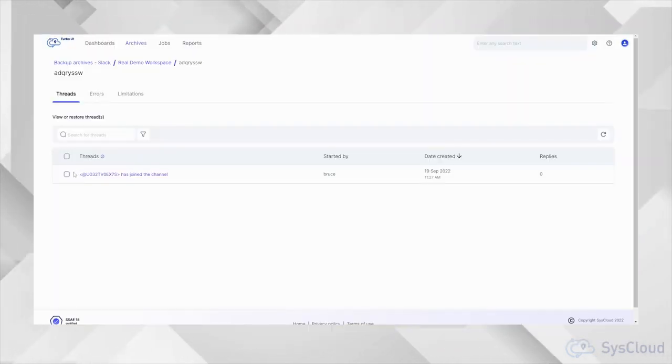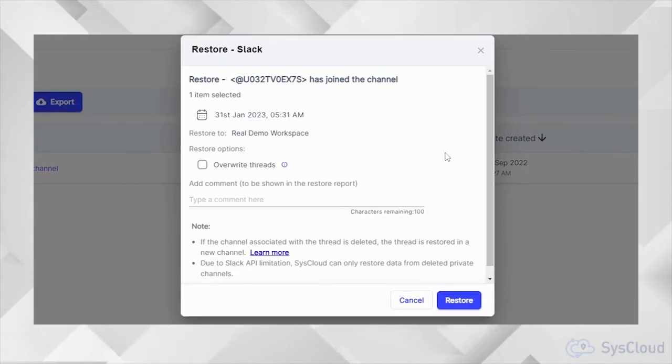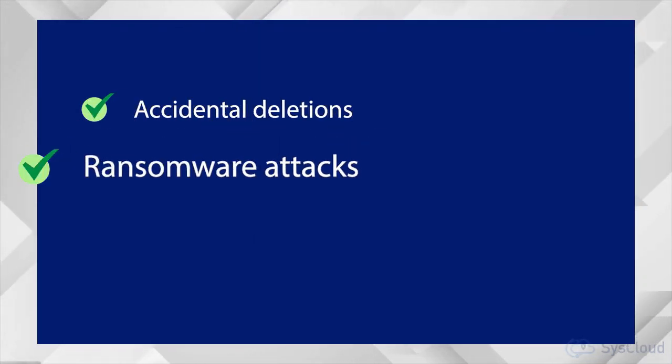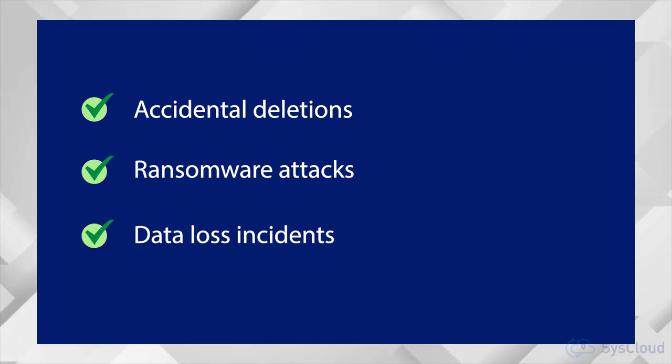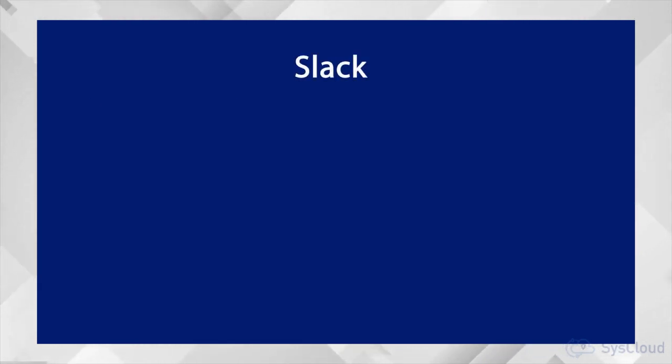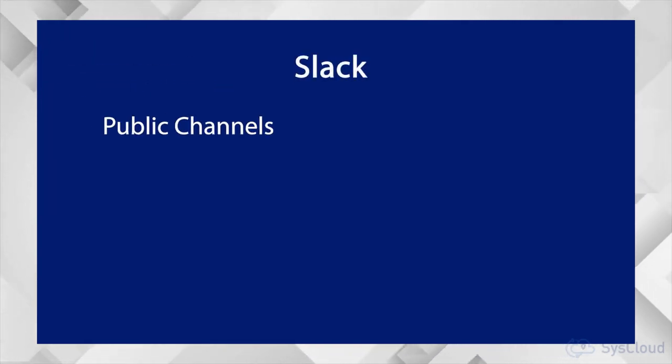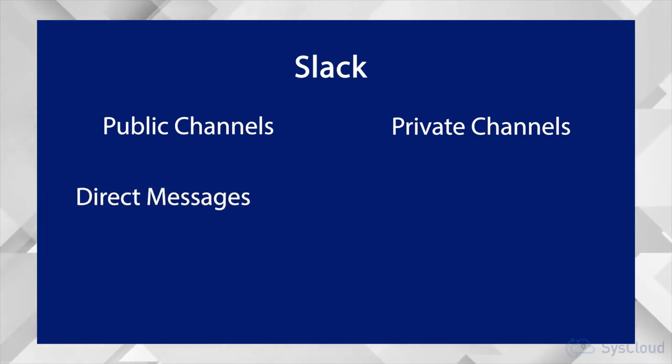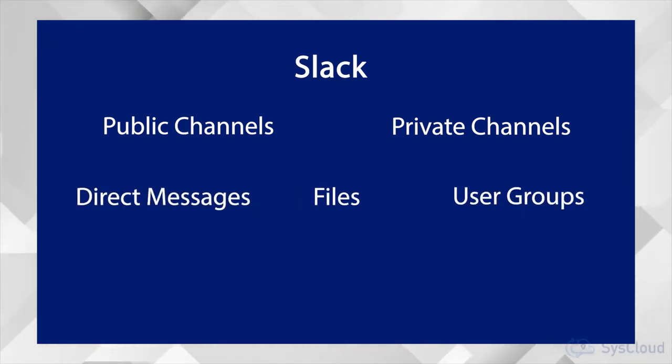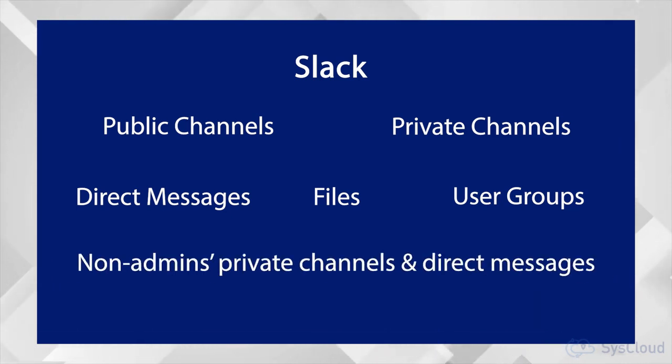SysCloud Backup for Slack is designed to help users quickly recover lost data from accidental deletions, ransomware attacks, and other data loss events. Under Slack, we back up all your public channels, private channels, direct messages, files, and user groups. With SysCloud, you can even back up non-admin's private channels and direct messages by requesting authentication through the SysCloud app.